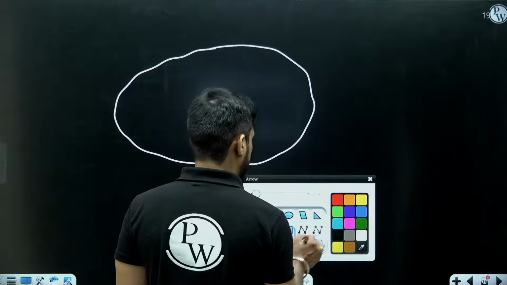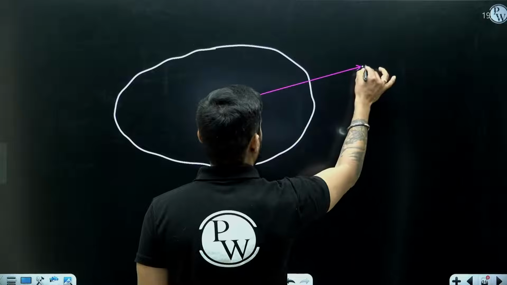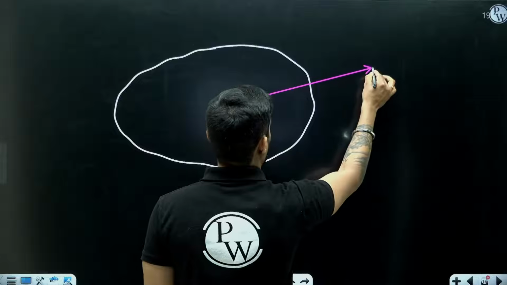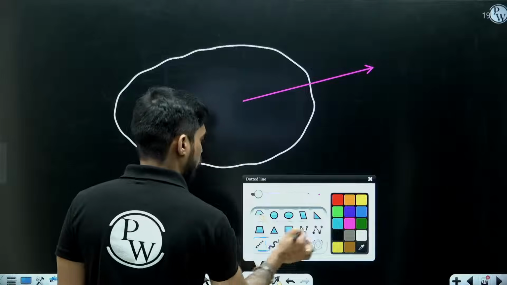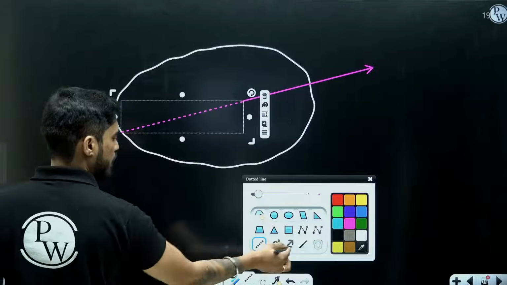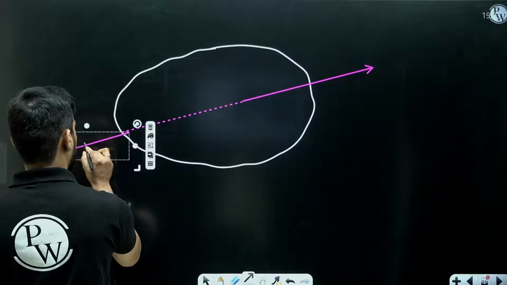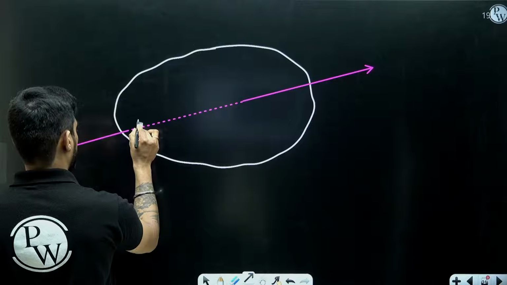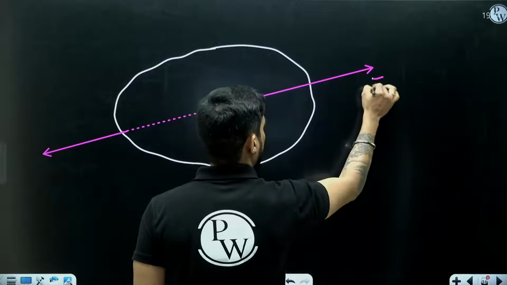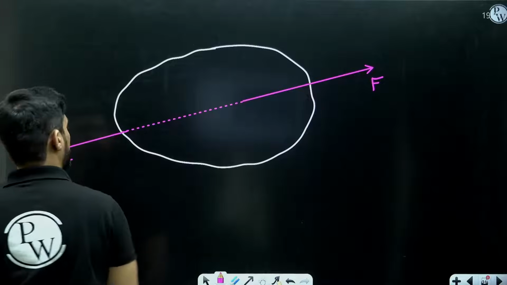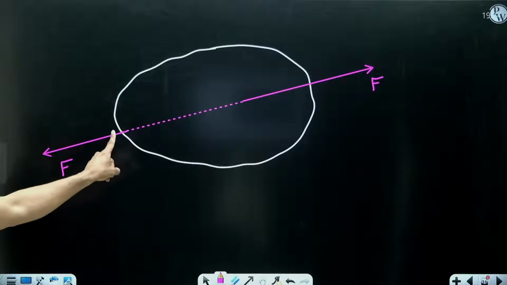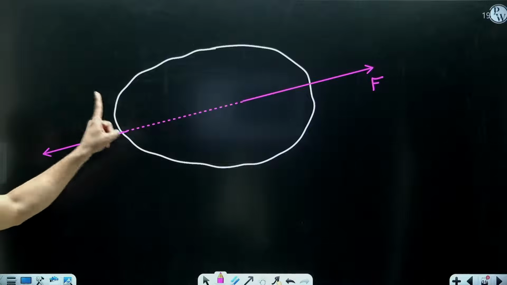Means, let's say there is one force like this, and the body is subjected to only two forces. It means that the second force must be acting like this only. And if this force is F, this must also be equal to F. So they should have the same line of action, same magnitude and opposite direction.